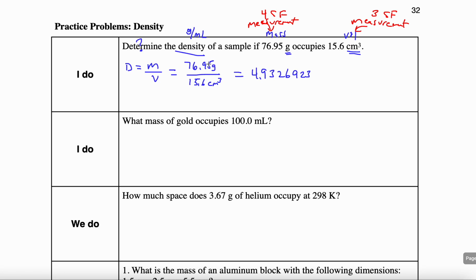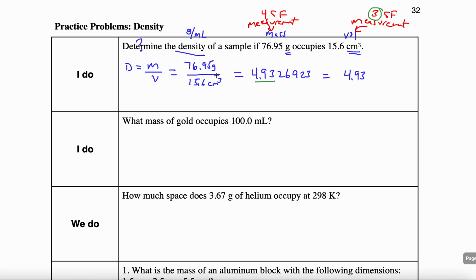Therefore it contains sig figs, and the volume has 3 sig figs. And because it's multiplication or division that is occurring, I have to round my calculator answer to the lower number of sig figs. So I'm only allowed to keep 3. I'm going to underline the 4, the 9, and the 3. The 2 does not make the 3 round up. So my sig fig answer would be 4.93.